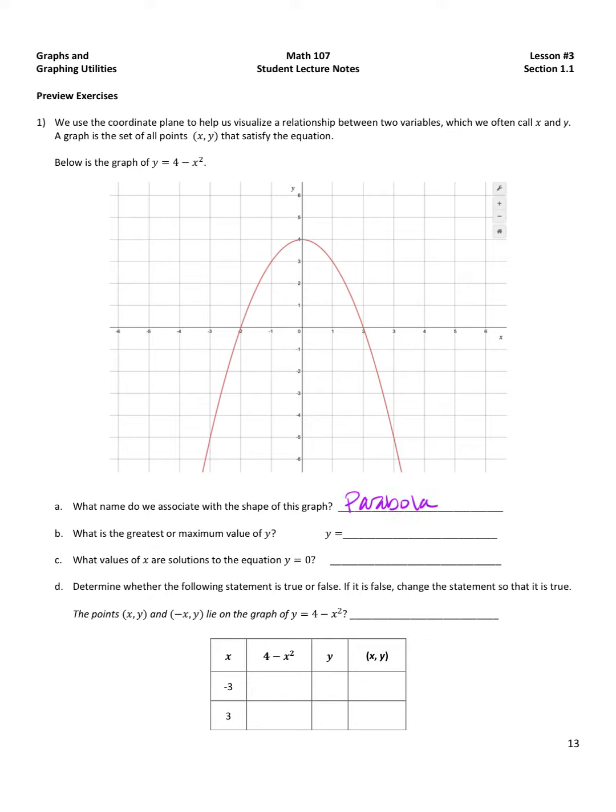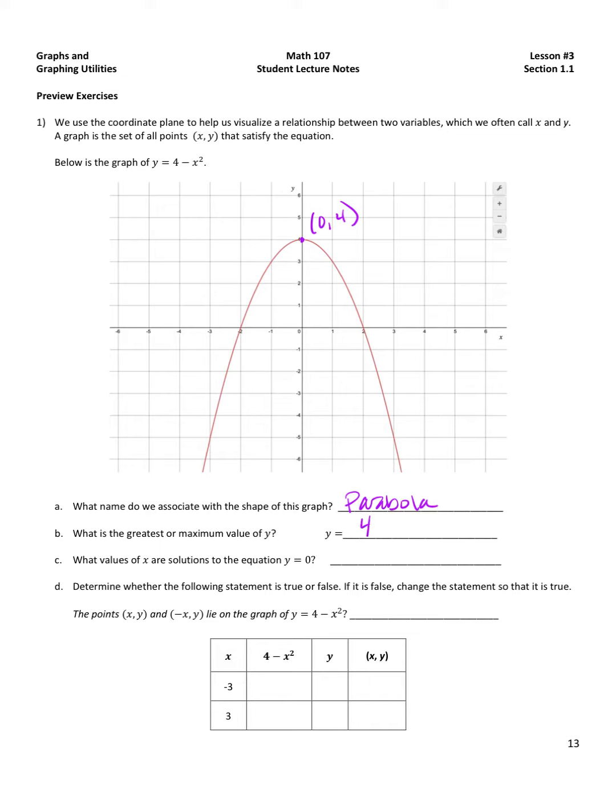And what is the greatest or maximum value of y? So the very highest y value on this graph occurs right here. The coordinates of this point are 0, 4. So the maximum value would be y equals 4, the y coordinate.